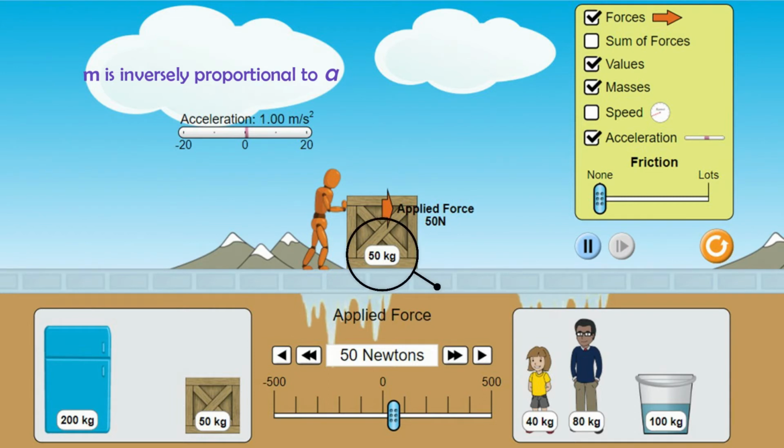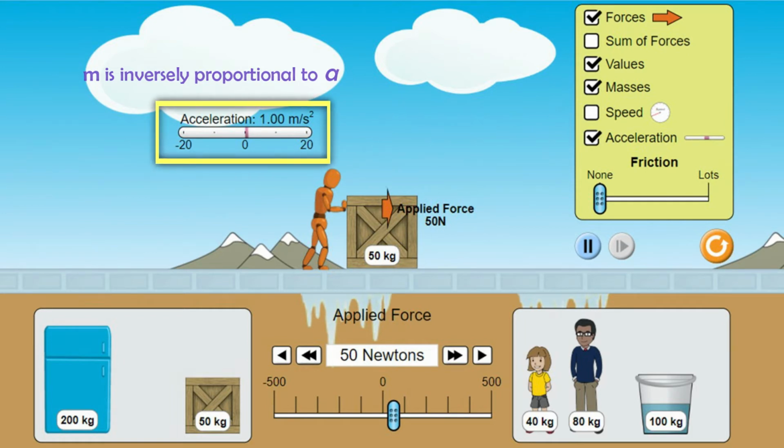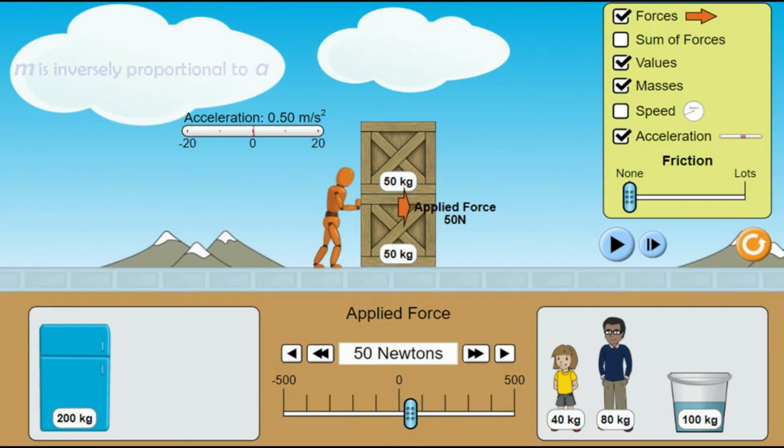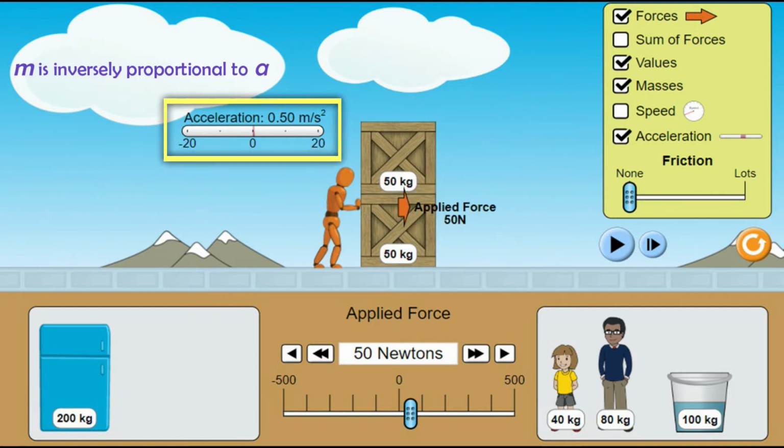Shown in the image is a 50 kilogram box and a 50 newton force is applied to it, resulting in 1 meter per second squared acceleration. When the mass is doubled due to another box being added, making the mass 100 kilograms, while keeping the force applied constant at 50 newtons, the acceleration halved, or was reduced to half of its original acceleration. This is what inversely proportional means. When mass is doubled, the acceleration is halved.